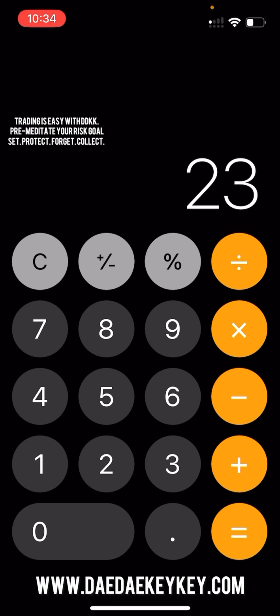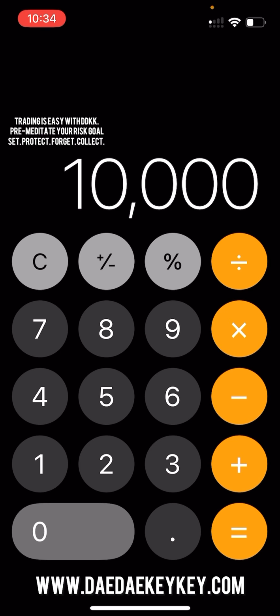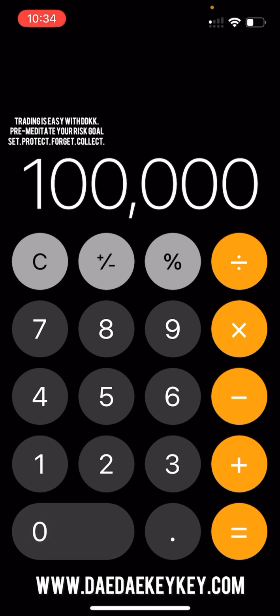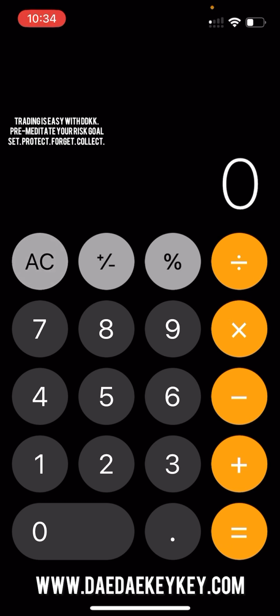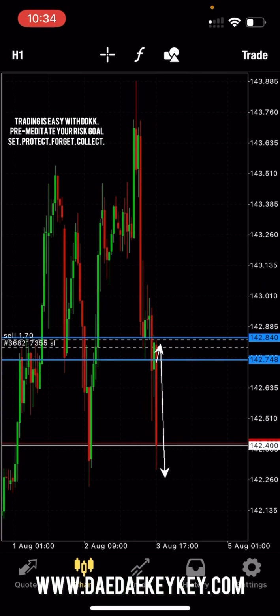Somebody joined Dae Dae and Key Key. They put $23 in. They would have made 700. All right. What they got to do for the rest of the day? Nothing. So that's why I tell you guys, they would have lost only 1% of 100,000. Well, 1% would have been 1,000, but because that particular pair pays out 70%, they would have lost $700, which still would have been less than 1% of their risk. So they either lost 700 or made 700. But I just want to give y'all that example. So that's it. Ain't nothing else to do.